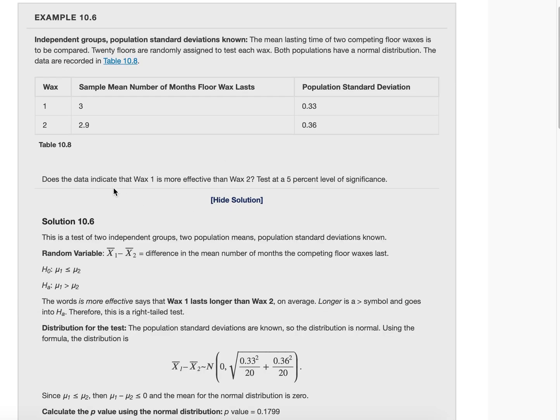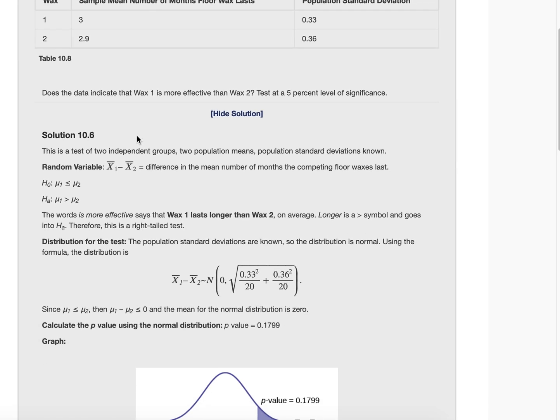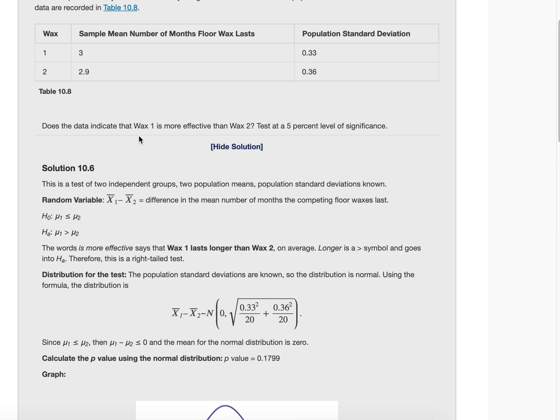So I have independent groups, and the population standard deviation is known. So looking at my table, I know my population standard deviation. I want to look at both populations having a normal distribution. That's good. And I have the data recorded in this table that I could click on if I wanted to from this text. Does the data indicate that WAX 1 is more effective than WAX 2? And I want to test that again at the 5% level of significance, which is pretty standard.